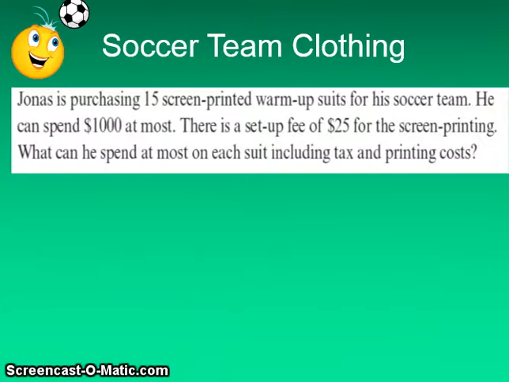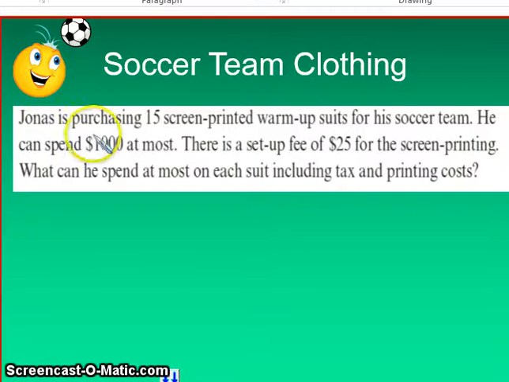And here's our last example that needs to be in your notebook. It says Jonas is purchasing 15 screen-printed warm-up suits for his soccer team. He can spend $1,000 at most. There is a setup fee of $25 for screen printing. What can he spend at most on each suit, including tax and printing costs? Okay, so we need to figure out what can he spend at the very most on each suit. So I'm going to call what he can spend at most on each suit X. So that's the cost per suit.